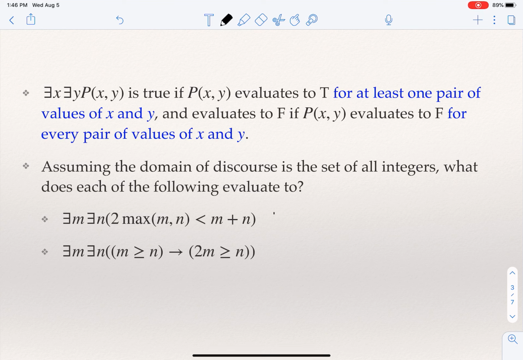This turns out to be false, actually. You cannot try any two integers m and n. You can try and you will see that you will fail no matter what m and n you take.